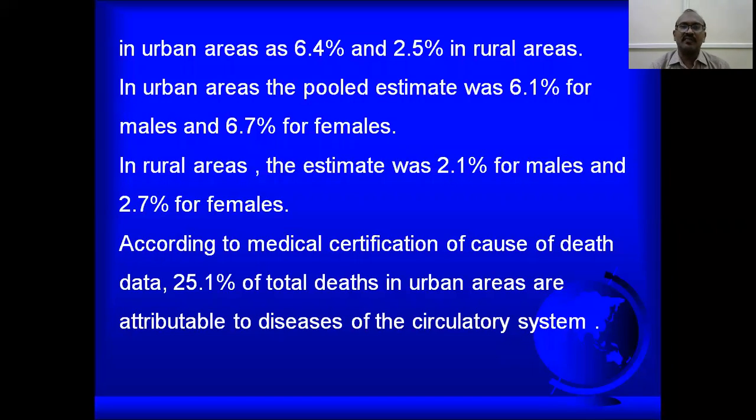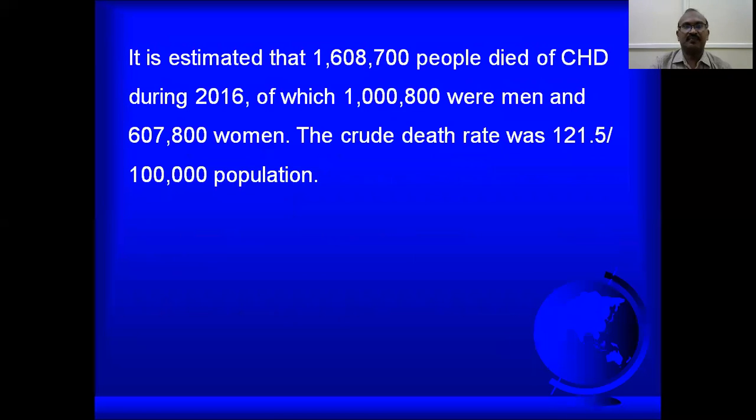According to medical certification of cause of death data, 25.1% of all total deaths in urban areas are attributable to diseases of the circulatory system. So most of the deaths attributed to the circulatory system are found in urban areas, that is 25.1% of the total deaths.